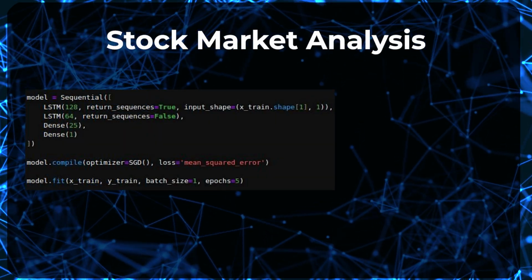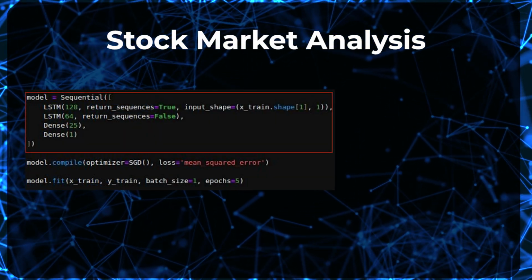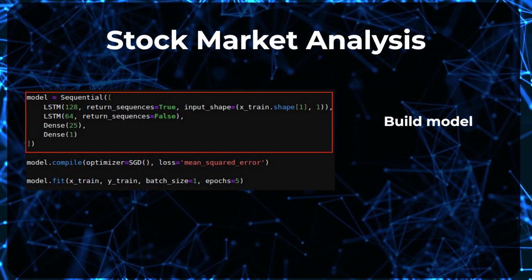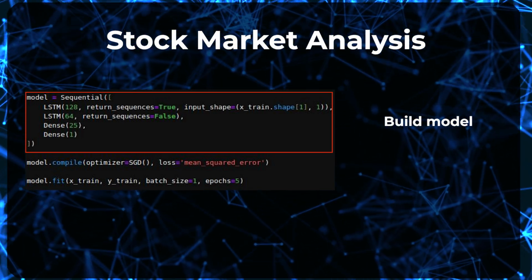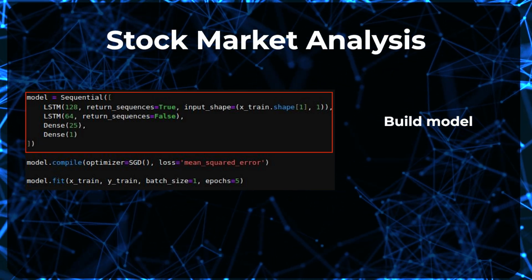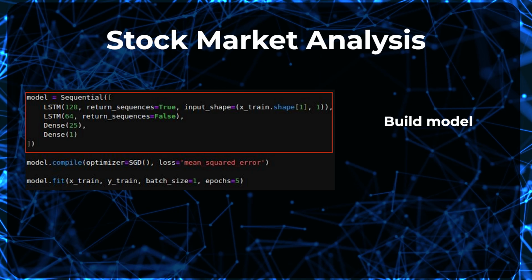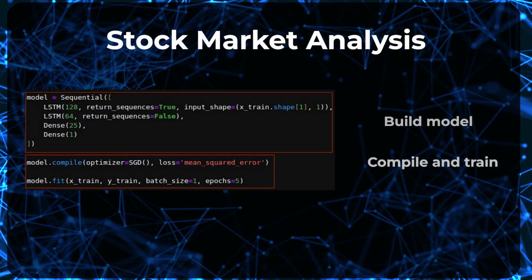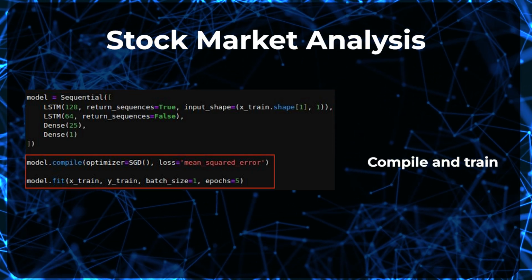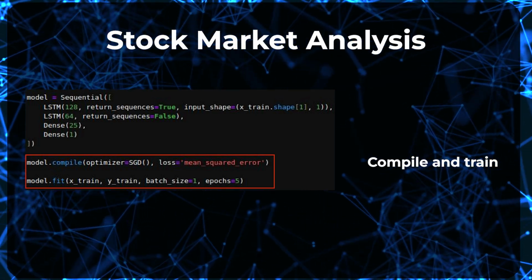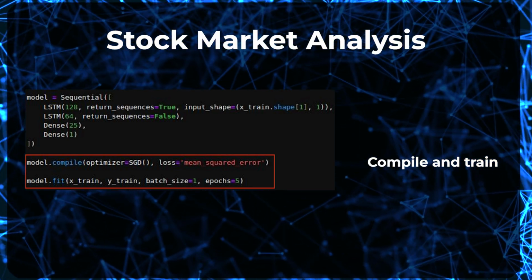The model we will use is configured in two layers, the first with a dimension of 128 and the second, 64, each one adapted to process and learn from the sequence of price data. We will train the network to minimize the mean squared error, a common metric for evaluating prediction models in time series.